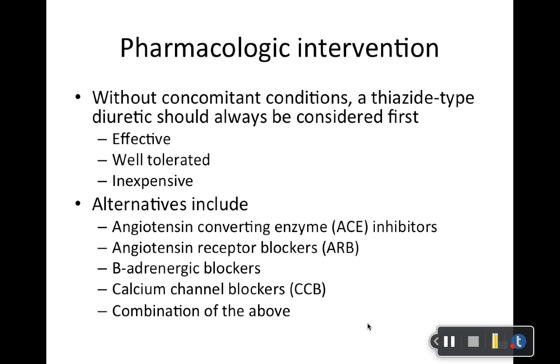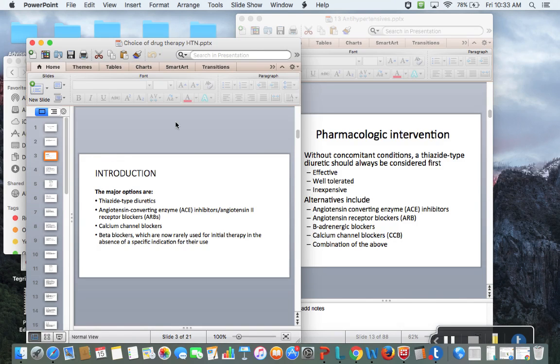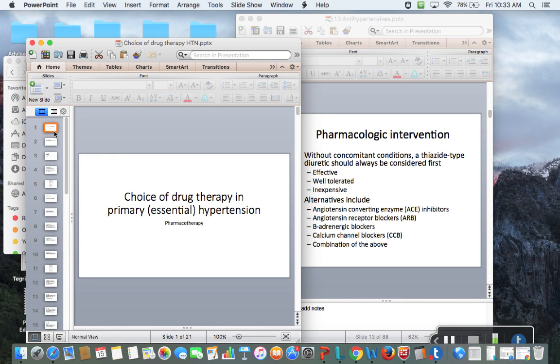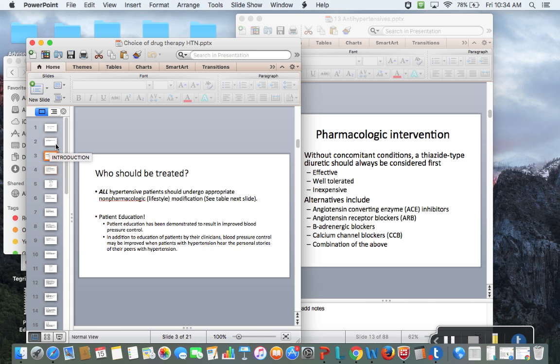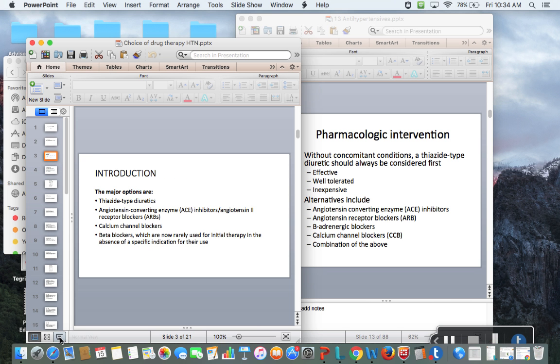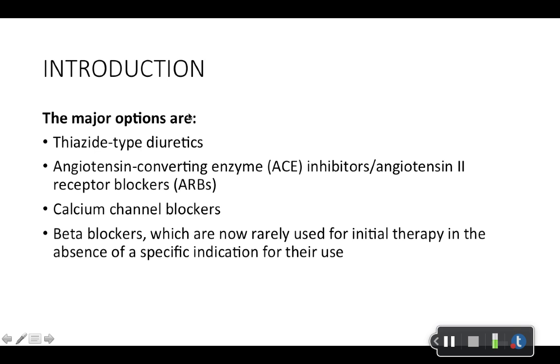So this is based on the most current guidelines, and you typically start with thiazide type diuretics. But I'm going to jump to this other presentation that I'm going to be posting and that you guys will have available. This is choice of drug therapy in primary, which is essential hypertension. It's a pharmacotherapy approach. Major options: thiazide type diuretics, ACEs and ARBs, angiotensin converting enzyme inhibitors, and we'll talk about those, and calcium channel blockers. Those are your three main first options.